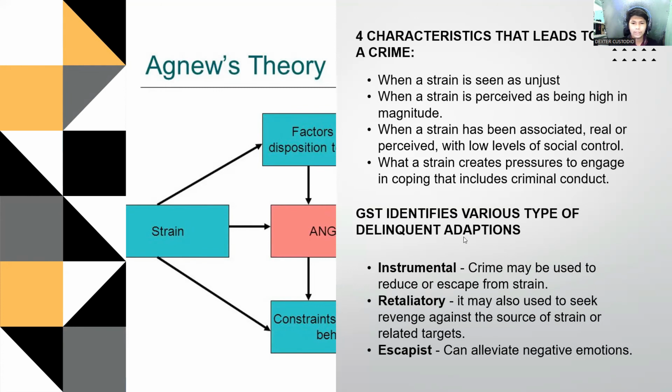Now, general strain theory identifies various types of delinquent adaptation. Crime may be used to reduce or escape from strain. An example of this is the instrumental: Julius stole food in a 7-Eleven store to reduce his anger because his parents don't provide food.